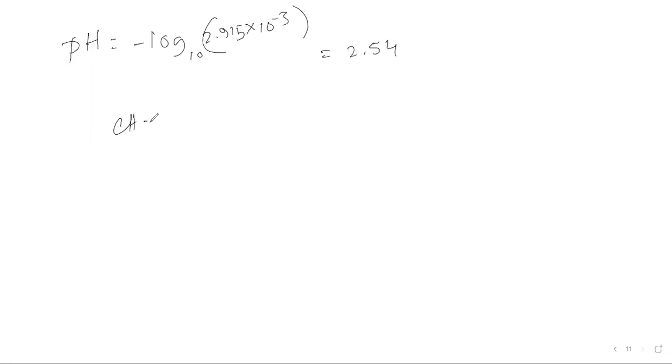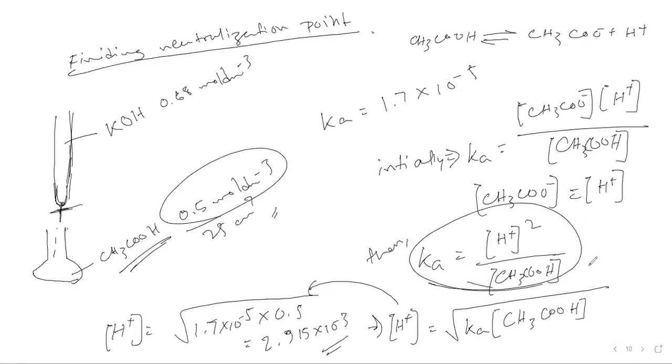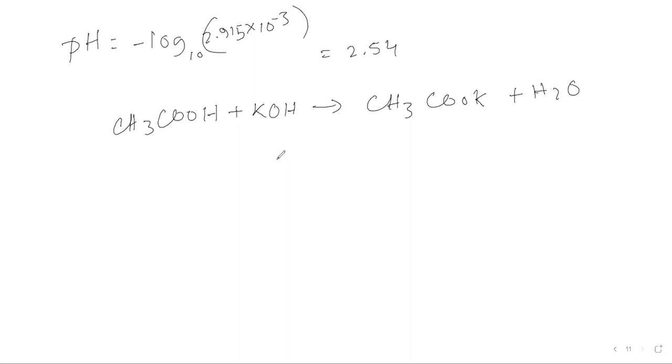Now, as this CH3COOH reacts with KOH, what do we get? CH3COOK, sorry, CH3COO minus K plus, and H2O. Now after this reaction, we can no longer use this assumption and this part, isn't it? Remember, we did it before, like two lectures ago. So in that case, what do we need to use?